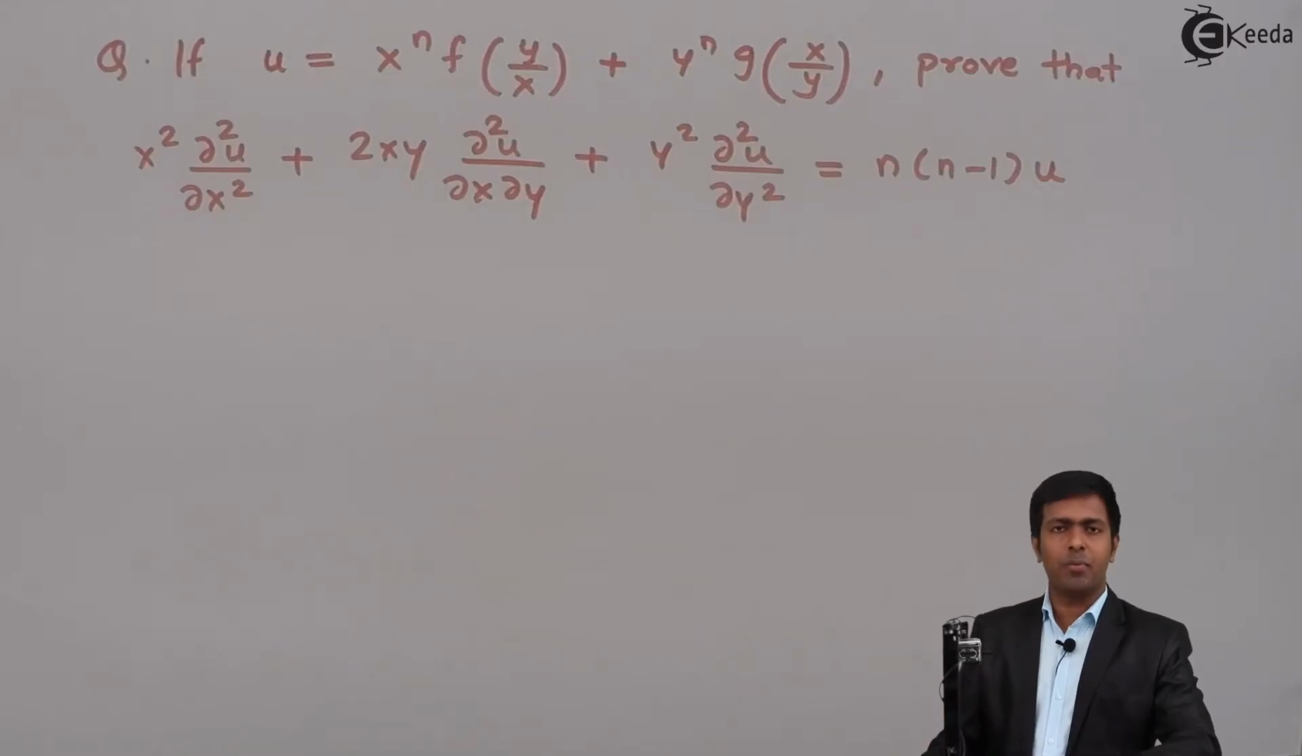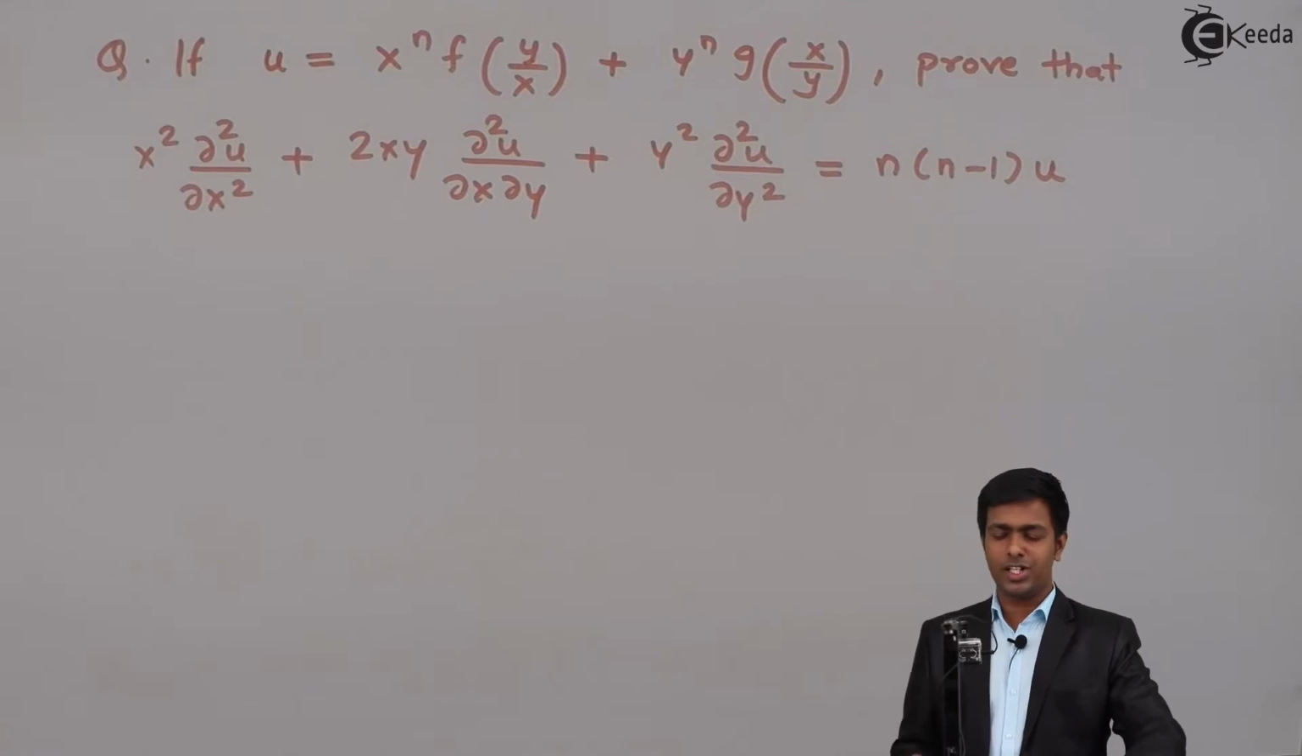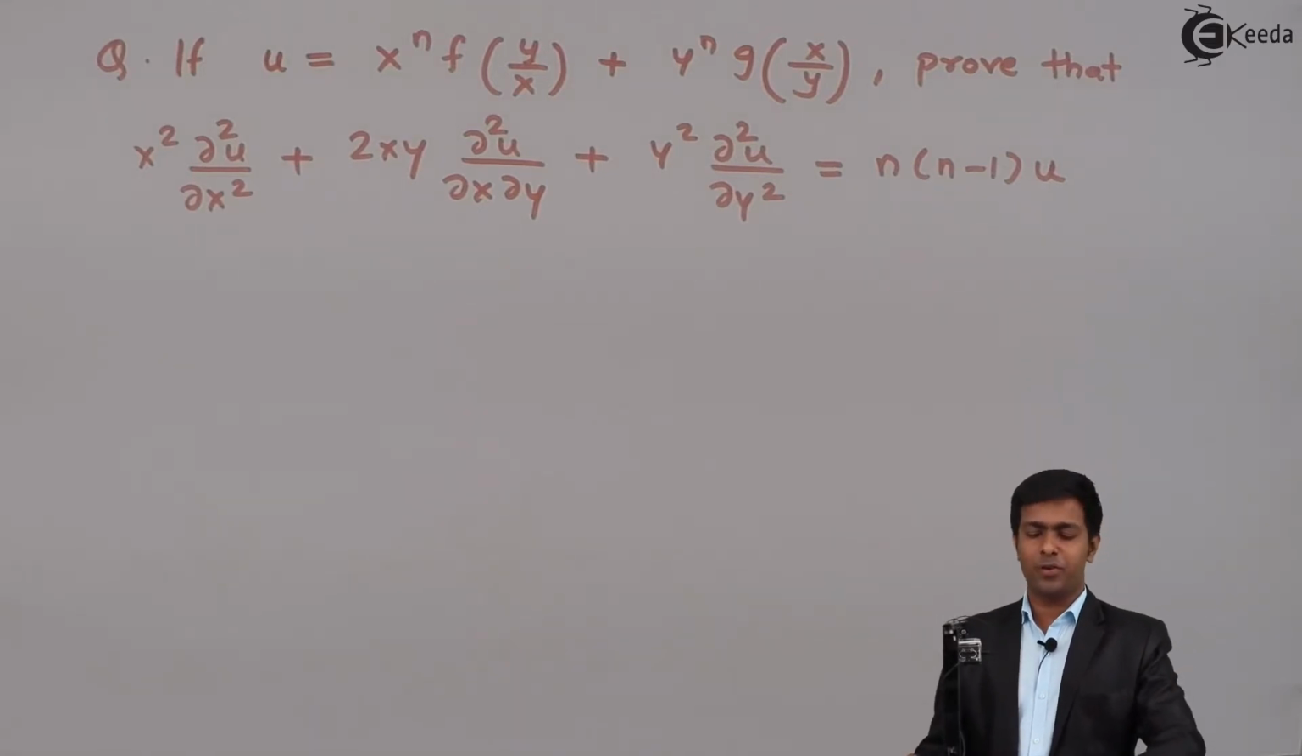So here in this problem, u is given as x raised to n f of y upon x plus y raised to n g of x upon y, and we have to prove that x square dou square u by dou x square plus 2xy dou square u by dou x dou y plus y square dou square u by dou y square is equal to n into n minus 1 into u. Now to prove this result, there are two methods.